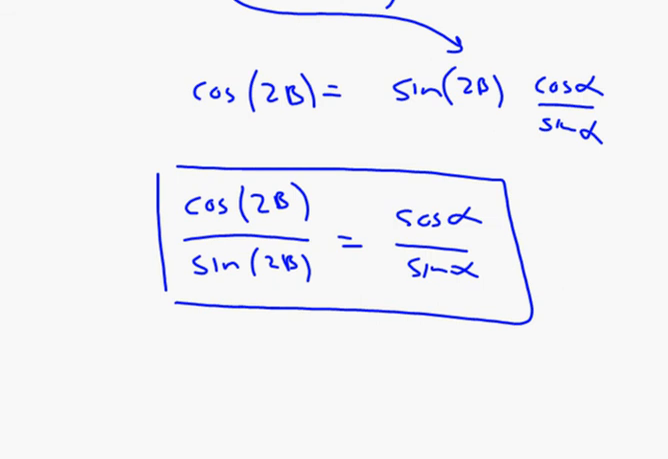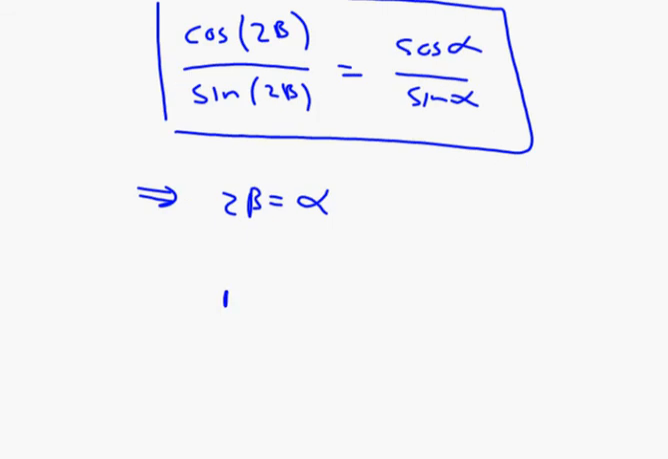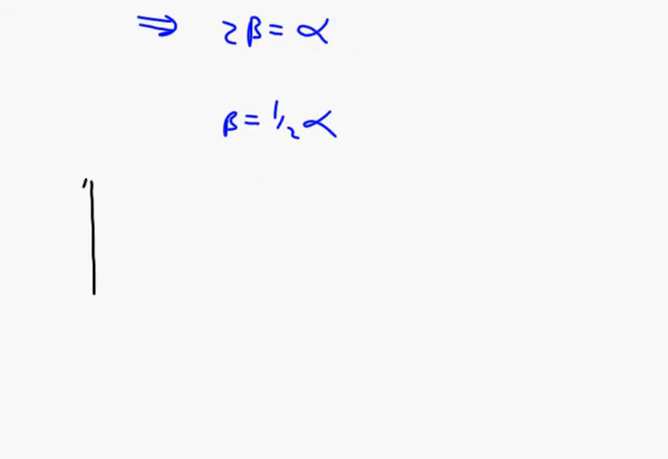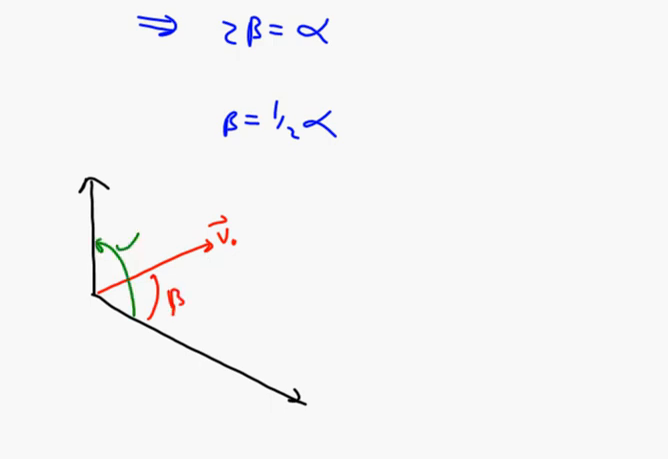And if you think about it, that really implies that 2 beta has to equal alpha, or that beta equals 1/2 of alpha. So in our picture, what that corresponds to, the original picture, here it is. We're throwing down the hill. Here's the vector v0. Okay, there's the angle beta. And here's the angle alpha. So what we're saying is if you want to maximize the distance that this object's going to travel down the hill, then beta should be 1/2 of alpha.